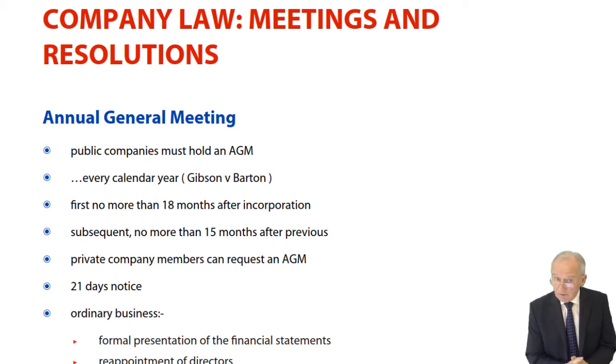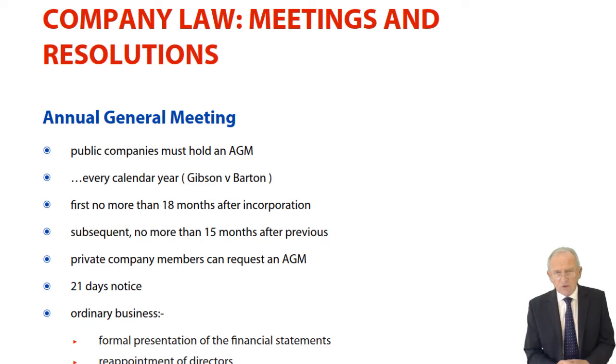But that differs from private companies. Private companies are not required to have an annual general meeting. They may do if they wish, and they may do if the required proportion of members requests that an annual general meeting shall be held. But otherwise, there's no need for annual general meetings. In the same way, private companies have no need for auditors either. So annual general meetings, we're back again here. Every public company must hold one, and they must hold one every year.